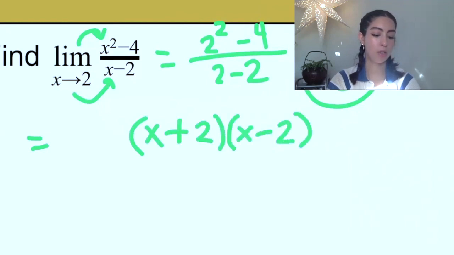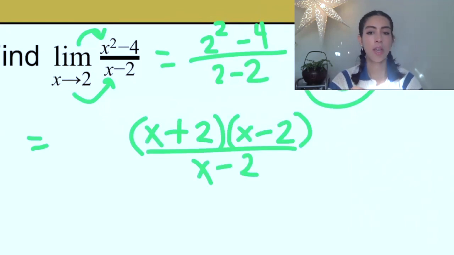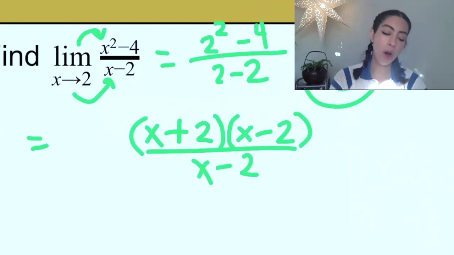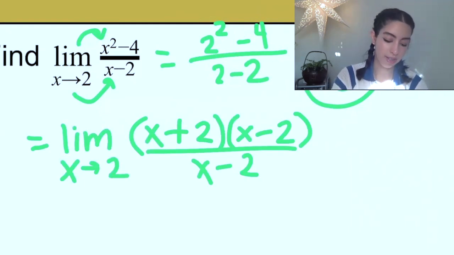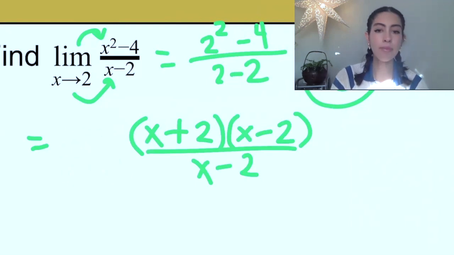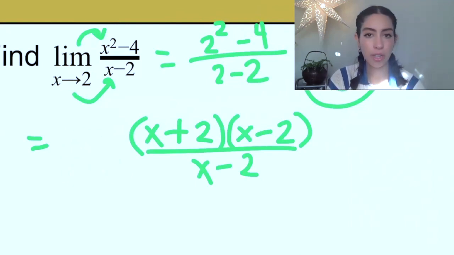Now here is the first note about limit notation. Whenever you are rewriting a function that you're taking the limit of, you should always keep the limit written out in front. So if I were to have not done that, this would be incorrect notation because we still have not taken the limit of this function.